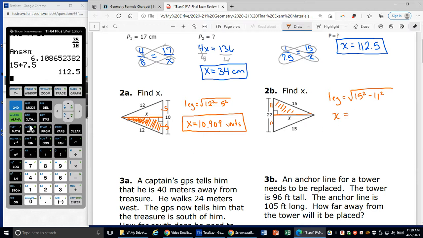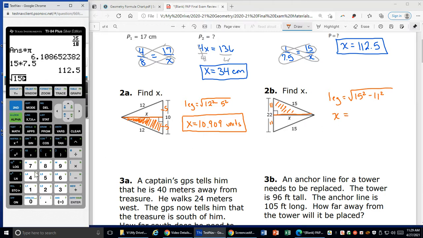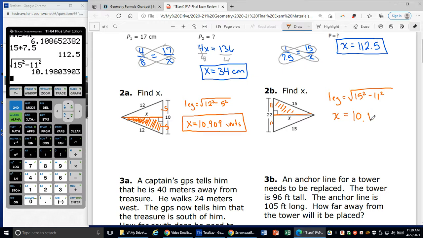X is that leg, square root of 15 squared minus 11 squared gives me 10.198 units. All right, let's look at 3.